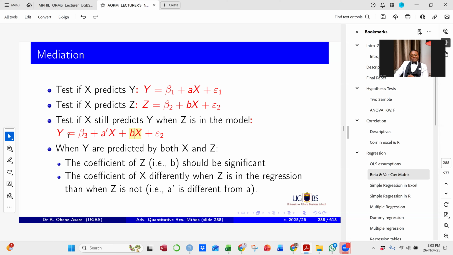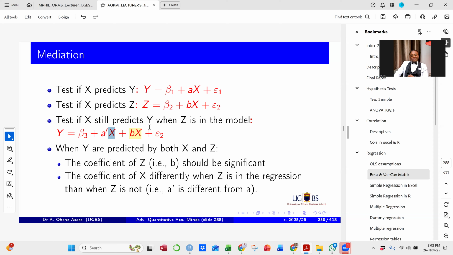Y. But the coefficient of X, which is this first one here, is different when Z is in the model. The effect of X on the Y is different in the model than when Z is not in the model. And that is the essence of the mediating.